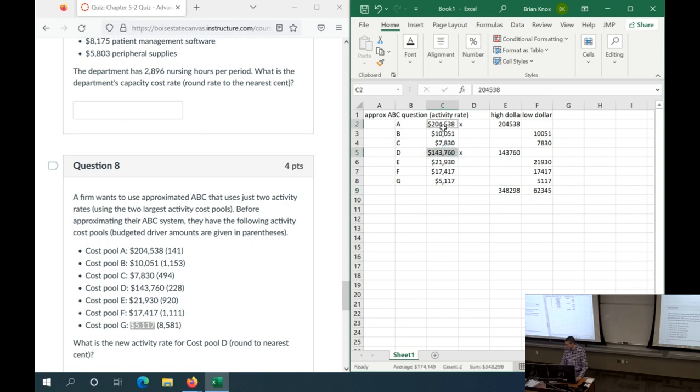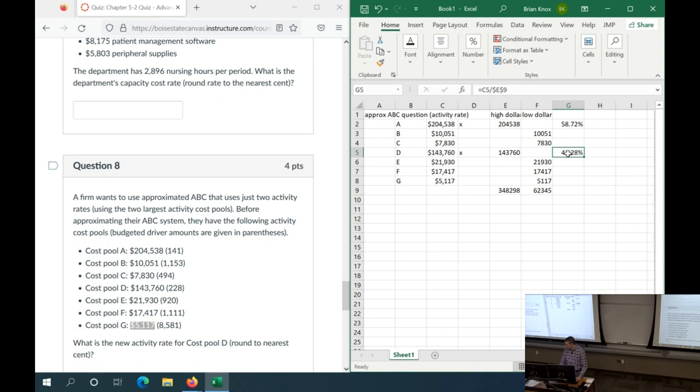I put A and D here into the total high dollar, and I've taken all the others and put them into the low dollar cost pool here. And I can get percentages now. Of the high dollar cost pool here of 350,000 almost, 58%, 59% of it is cost pool A. So it should get 59% of this 62,000 low dollar cost pool.